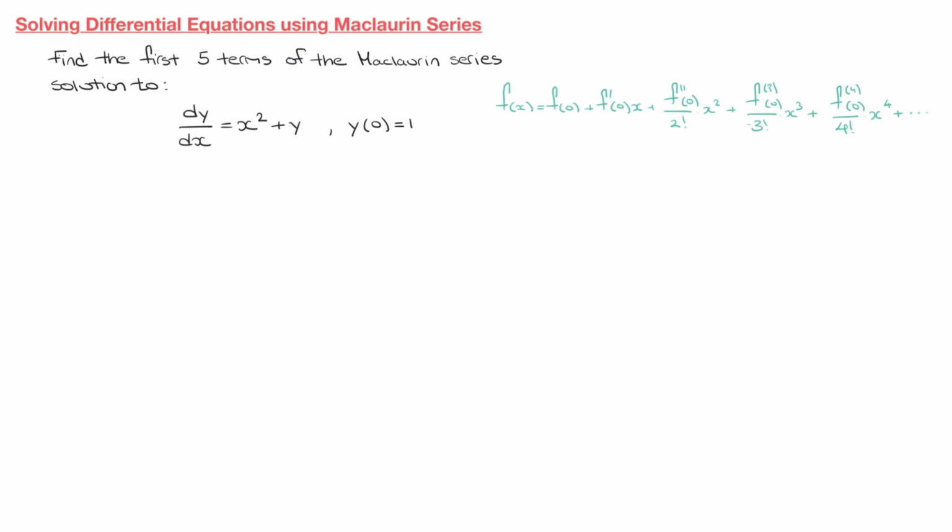Let's see how to find the Maclaurin series solution to a differential equation. For that, we'll be working through the example that we see here, in which we're told: find the first 5 terms of the Maclaurin series solution to the differential equation dy/dx equals x squared plus y, with initial condition y of 0 equals 1.